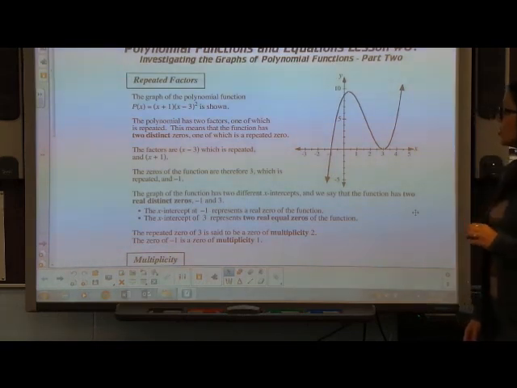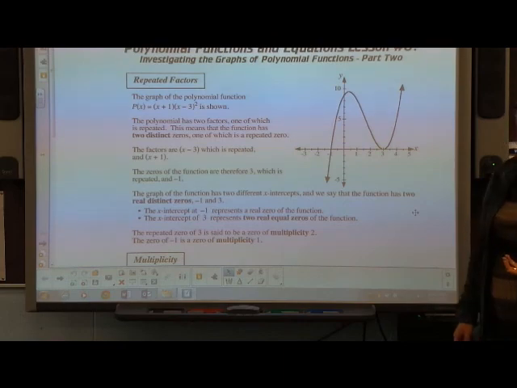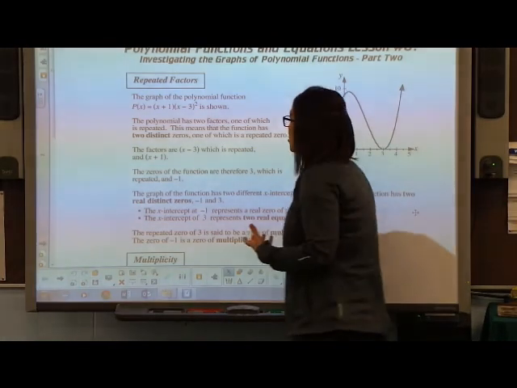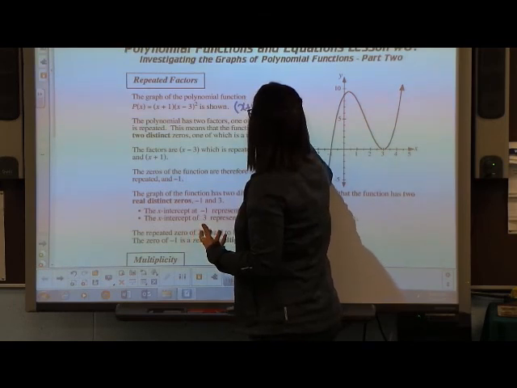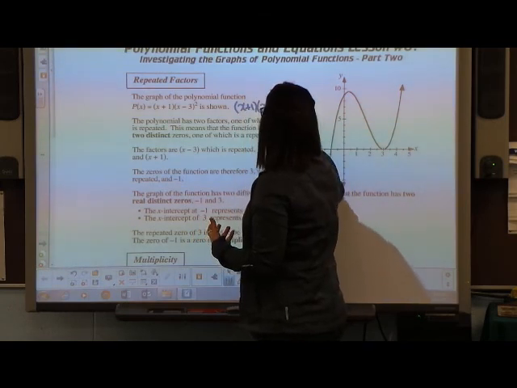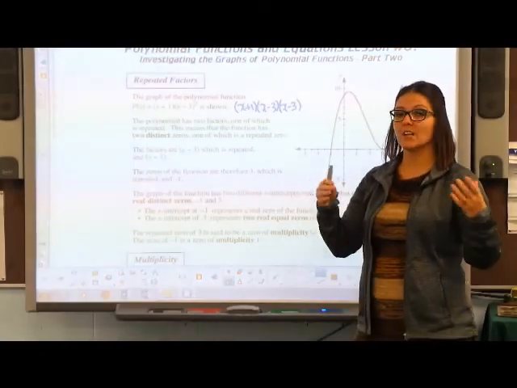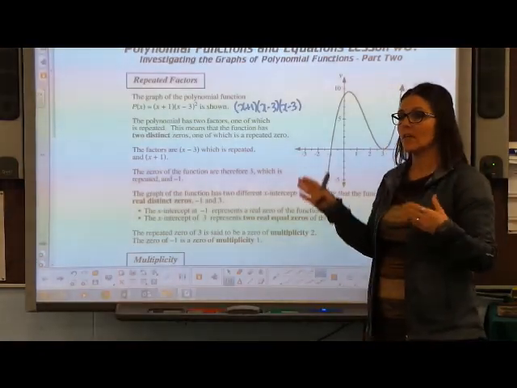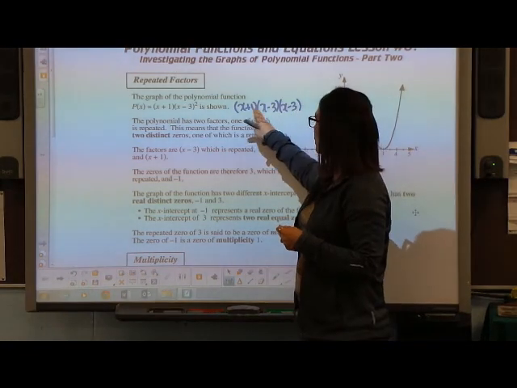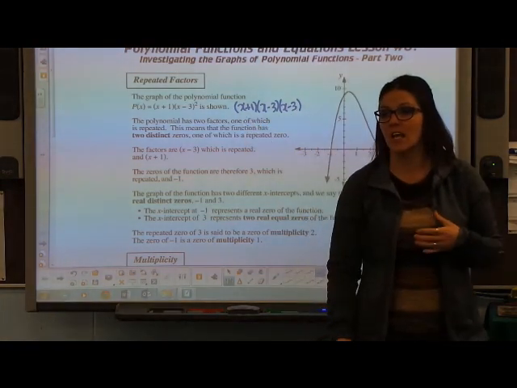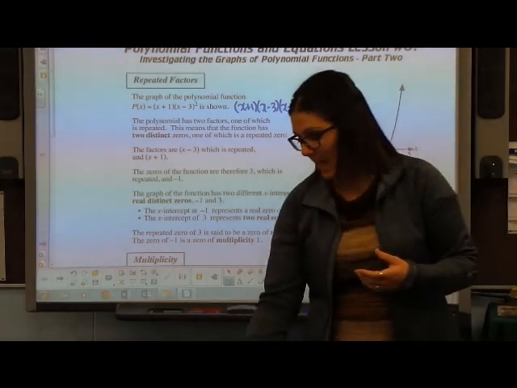There are two factors, one of which is repeated. So really, if I was to rewrite this, x plus 1, x minus 3, x minus 3. In the previous lesson, we did learn that the number of factors equals the degree. This is a third degree polynomial. It does have 3 factors. It's just one of those factors is the same.